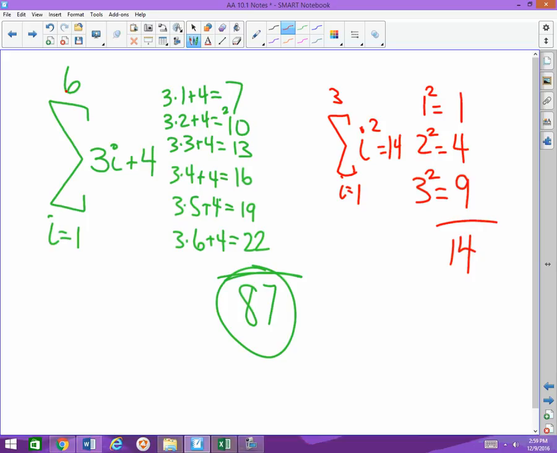And that is everything for this particular section. You will now be getting a worksheet with the assignment.